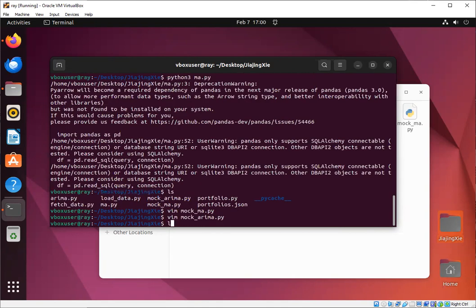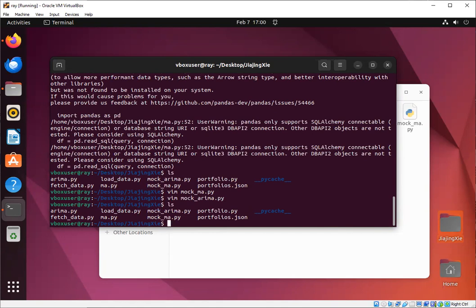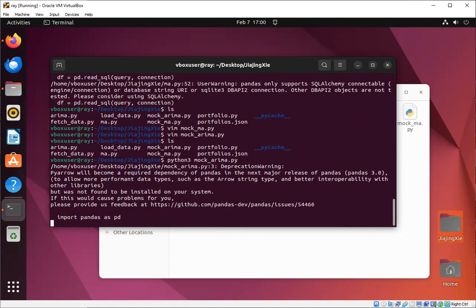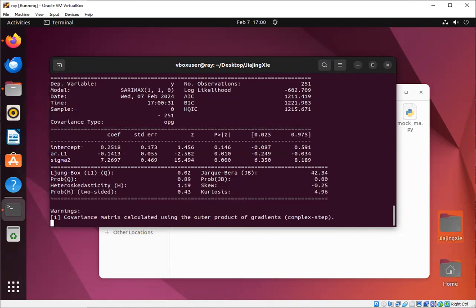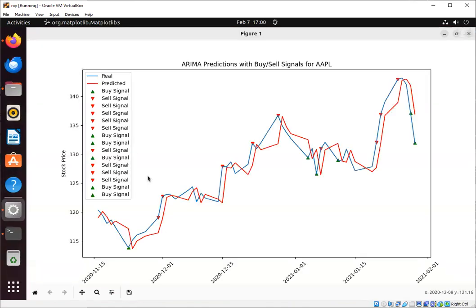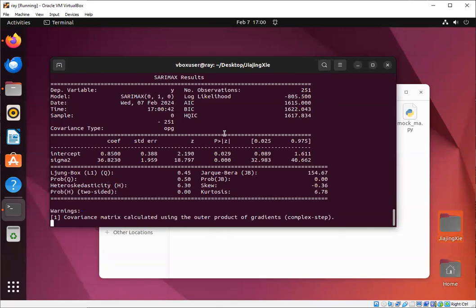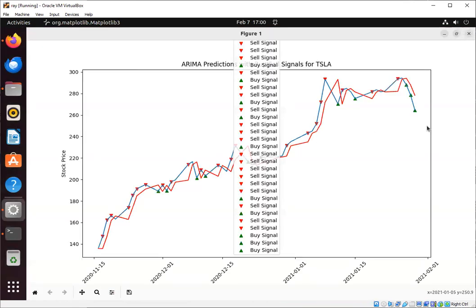Now we're going to run the code. The same thing as the previous one. So we're going to close it. So this is for Tesla, like the previous one.